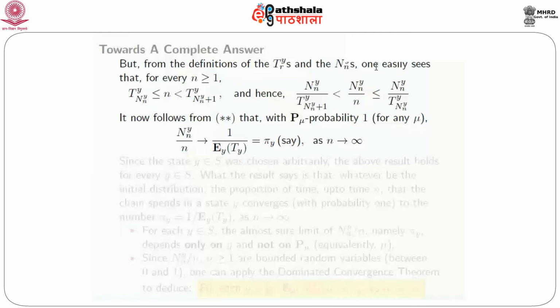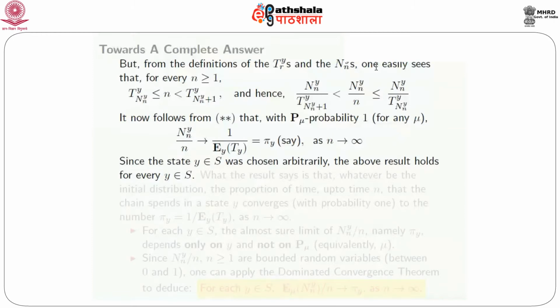Now remember, in all of this, we never assumed that E_y T_y is finite or infinite. So it's possible that E_y T_y is infinite, in which case 1 over that would be 0. So that's allowed. So first of all, since the state y in S for which we did all of this was just chosen arbitrarily, the above result holds for every y in S.